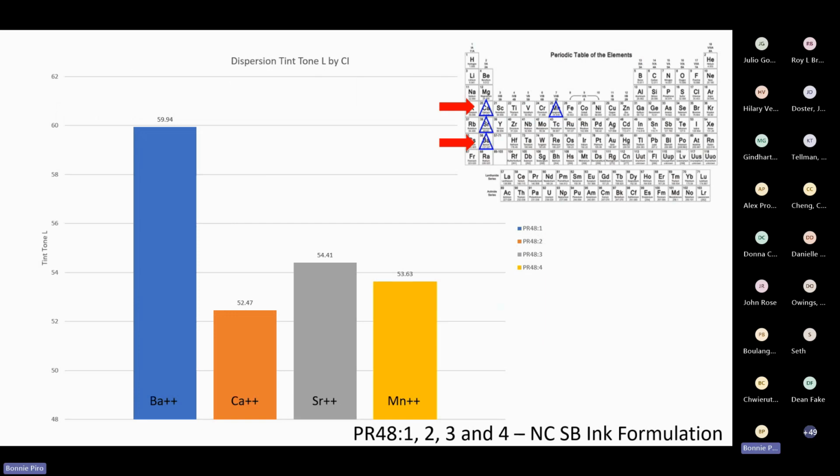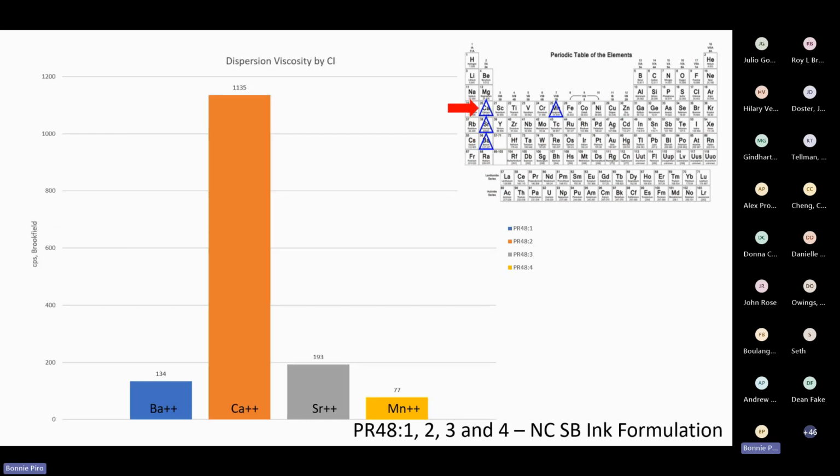From a tint tone L perspective, that was similar to what we've seen before. The 48.1 with the barium being the least dispersible as far as strength is concerned, and the 48.2 with the calcium having a lower L value, higher strength response in this particular formulation.